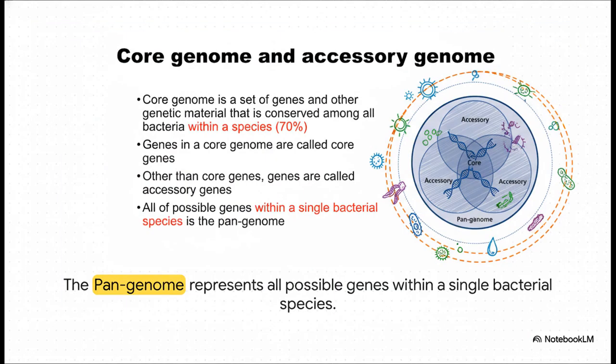So this diagram really puts it all together. That core genome is the part right in the middle, the common ground everyone shares. The accessory genes, those are all the unique add-ons that different members might carry around. And when you combine all of it, literally every possible gene found in any member of that species, you get what we call the pangenome. It's the total genetic potential of the entire population.